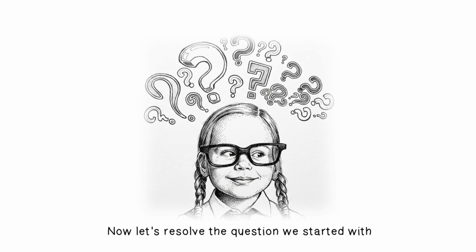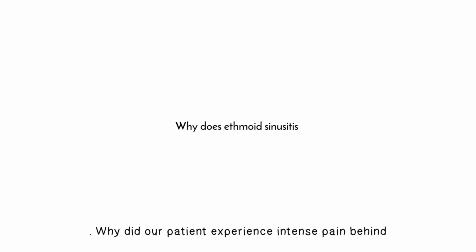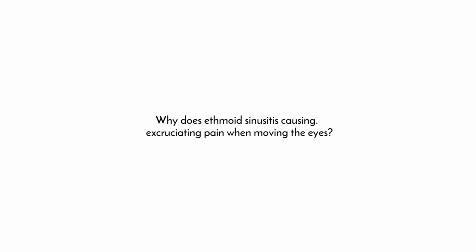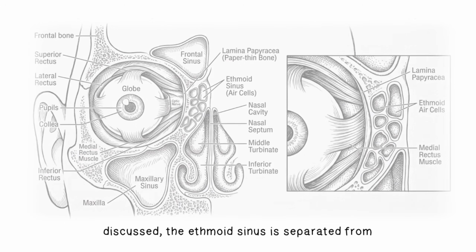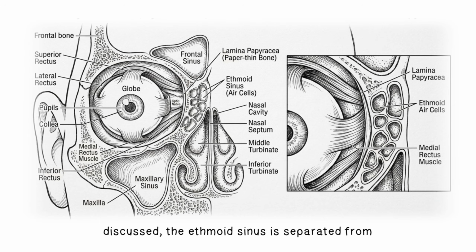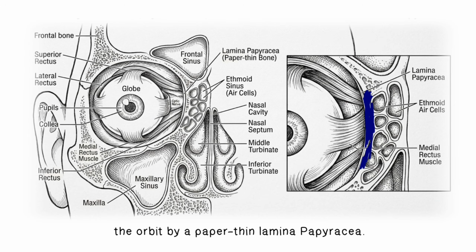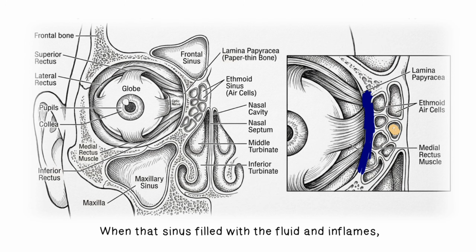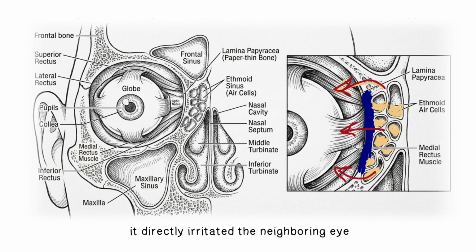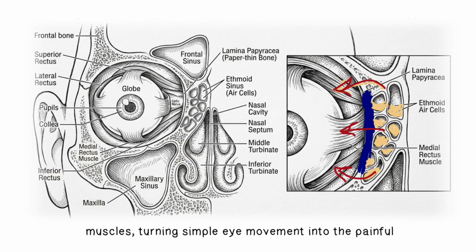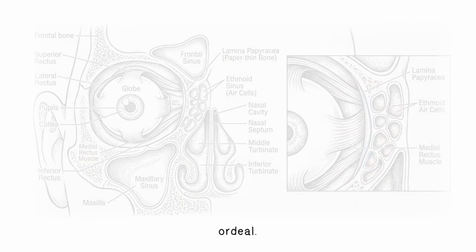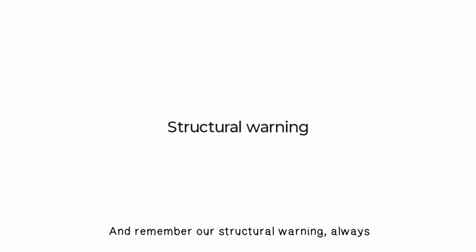Now let's resolve the question we started with. Why did our patient experience intense pain behind the eyes, especially when moving them? As we discovered, the ethmoid sinus is separated from the orbit by a paper-thin lamina papyracea. When that sinus fills with fluid and inflames, it directly irritates the neighboring eye muscles, turning simple eye movement into a painful ordeal.